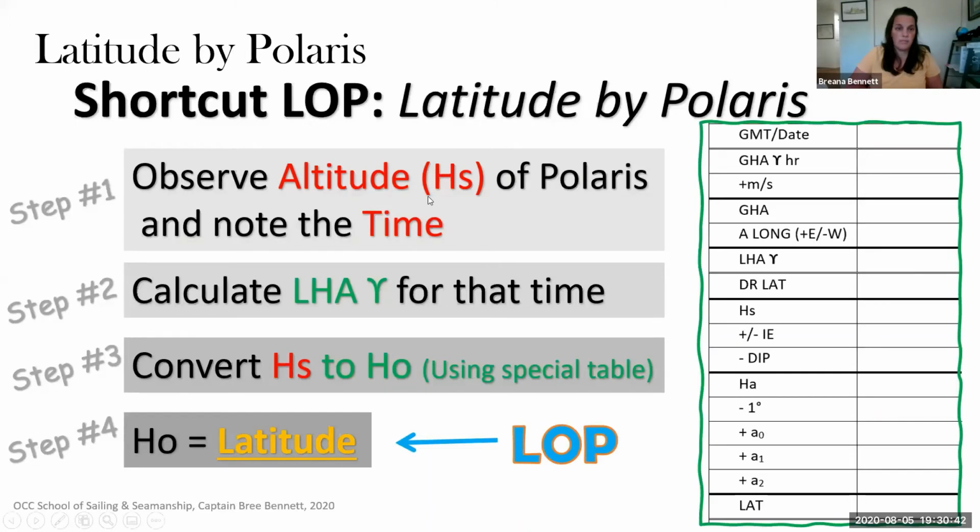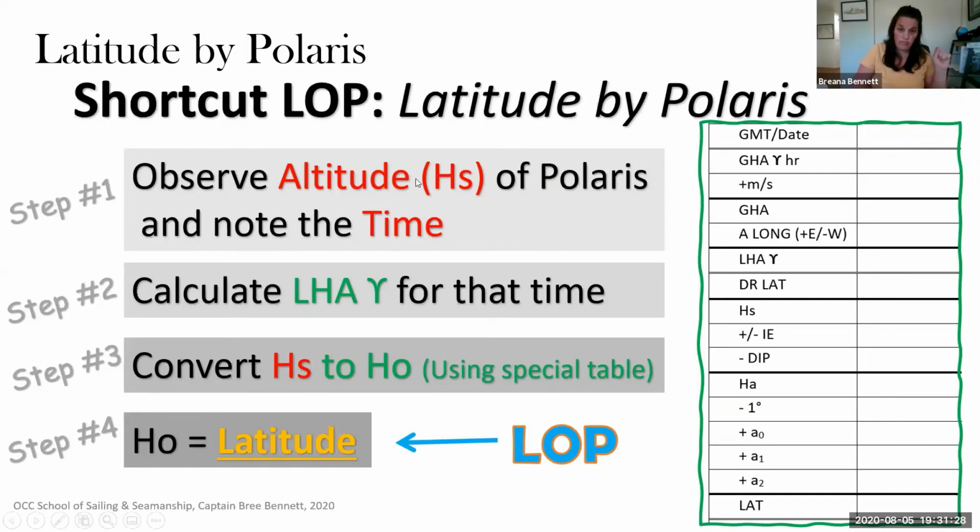Step 1 is to observe Polaris. To observe Polaris, you need two things. You need the horizon and you need the star in order to see it in the sextant. You can get Polaris at sunrise, sunset, or twilight, but sometimes if you have a full moon and a clear horizon, and that full moon isn't dulling Polaris so you could still identify where Polaris is, you can shoot this latitude at any time of the night. So you need a clear horizon and you need Polaris.